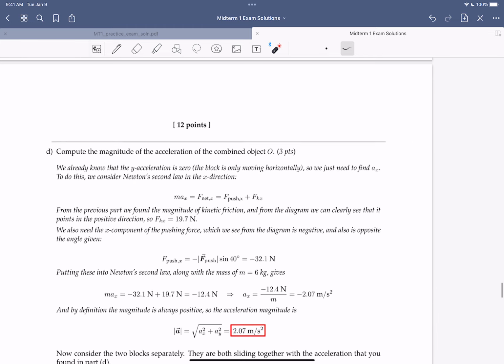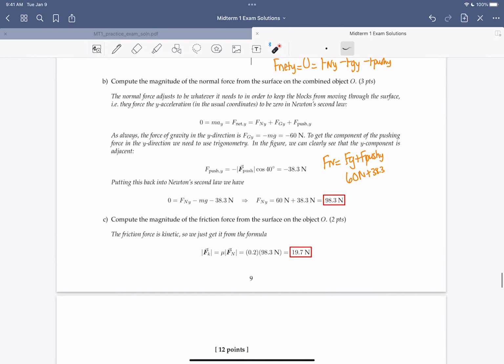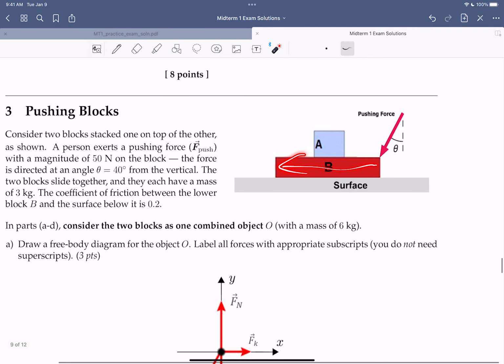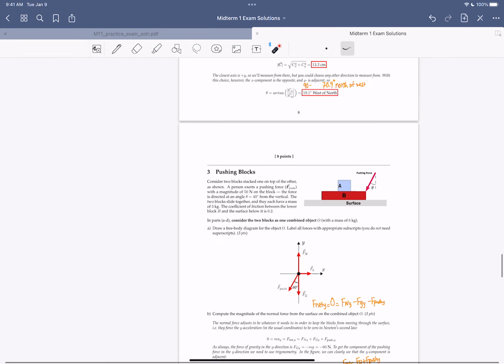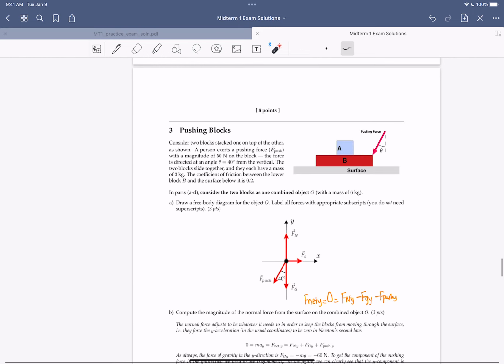Cool. Part D, compute the magnitude of the acceleration of the combined object, right? So, once again, since there's a net force to the left, this box is being pushed to the left, we're concerned now with the F net x forces. So there has to be some kind of acceleration in the negative x direction, right? In this case, because it's moving to the left, that would give us a net force to the left.